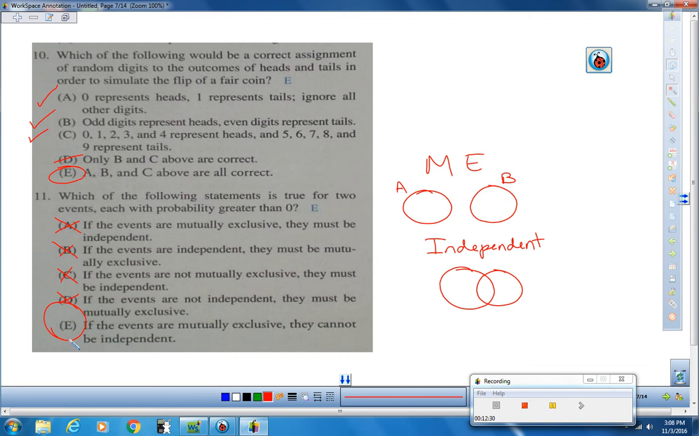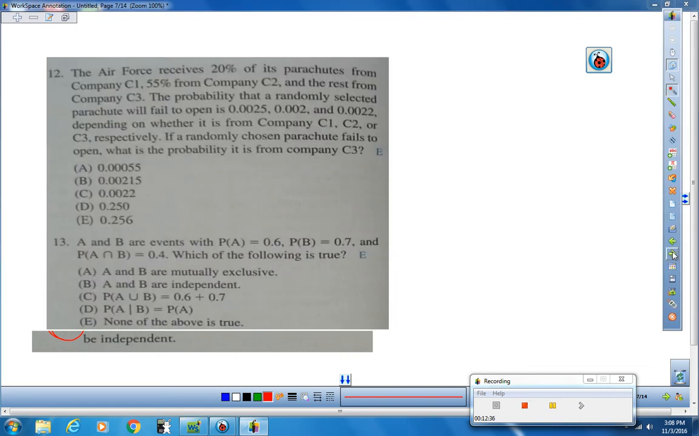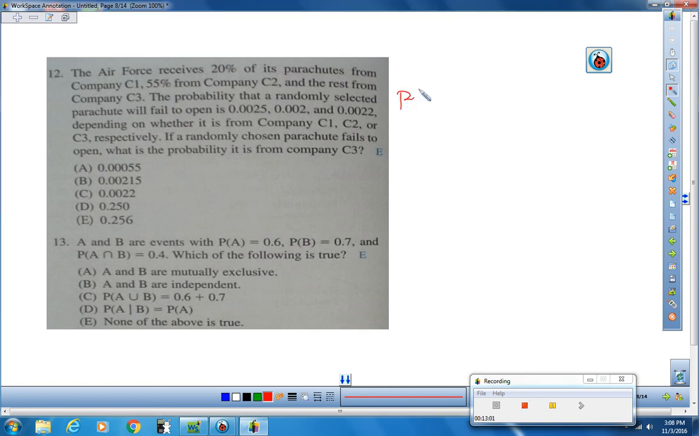All right, let's move on to number 12. And this is the first one that dives into Bayes' rule a little bit. It says the Air Force receives 20% of its parachutes from Company 1, 55% from Company 2, and the rest from Company 3. Now, when you see those percentages and they're all mutually exclusive, you should maybe start to be thinking Bayes' rule. I can't get a parachute from Company 1 and Company 2 at the same time. So they're all 3 mutually exclusive. It's usually either 2 or 3 events.